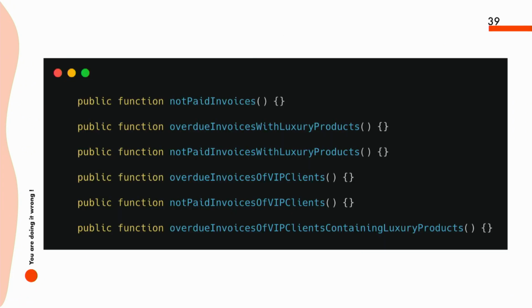Then something like this happens. There is a new feature request, and another one, and we have not paid invoices, overdue invoices with luxury products, not paid invoices with luxury products, and so on and so on. You can imagine that after each feature request, you add another function, and you end up with a repository having 3,000 lines. I've seen these repositories. Even now, I keep seeing them.